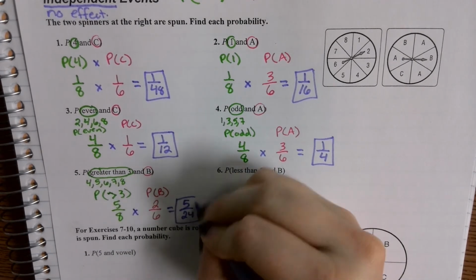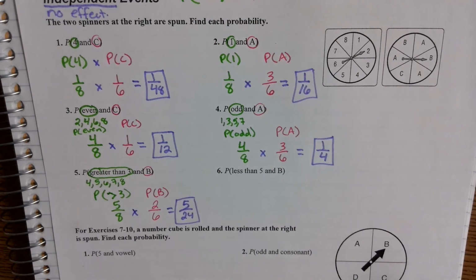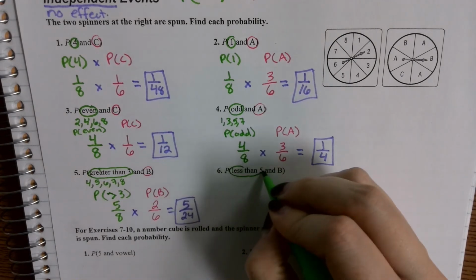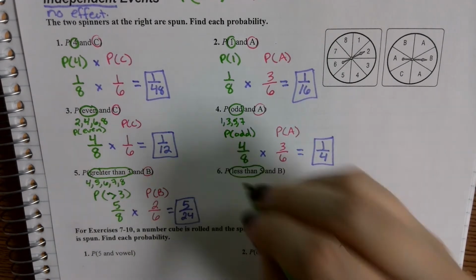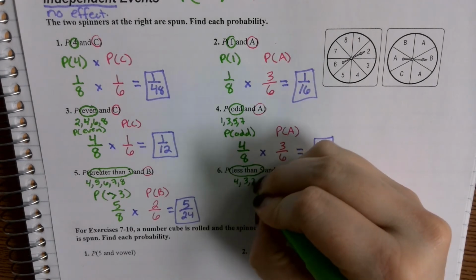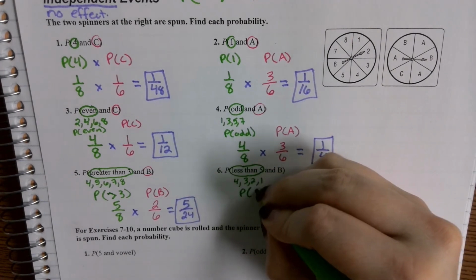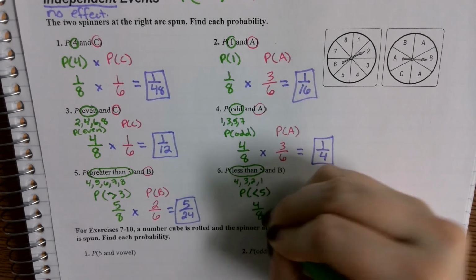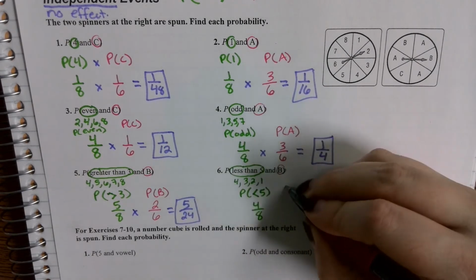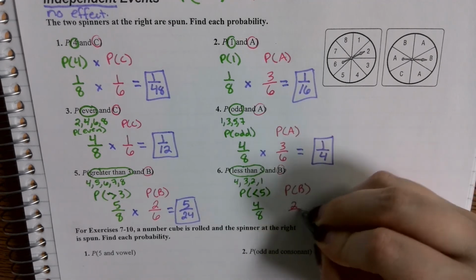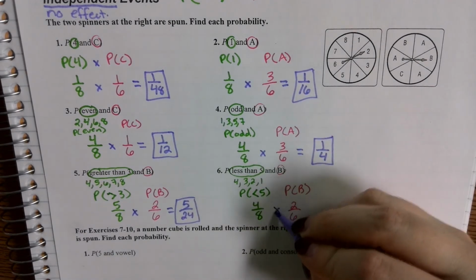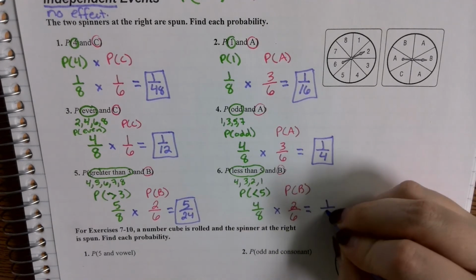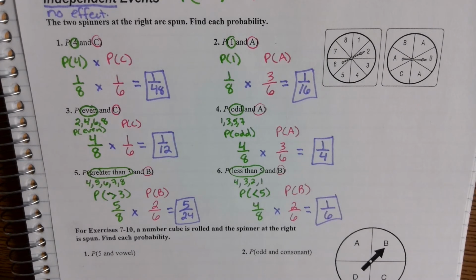Okay, problem number 6, Alex, 1/6. Very good, 1/6. So the probability that you're going to get a number that is less than 5. Less than 5, that means you're talking about 4, 3, 2, and 1. So you got 4 numbers out of the 8 that are less than 5. Then probability of B, again, we just found that was 2 out of 6. So you're just going to multiply those together. That's going to give you 1 out of 6, or 1 over 6. It is simplified. 4 over 8 times 2 over 6 will give you 1/6 in your calculator.